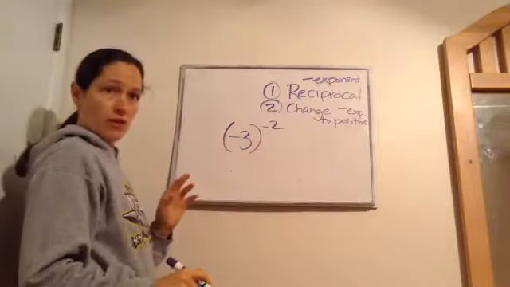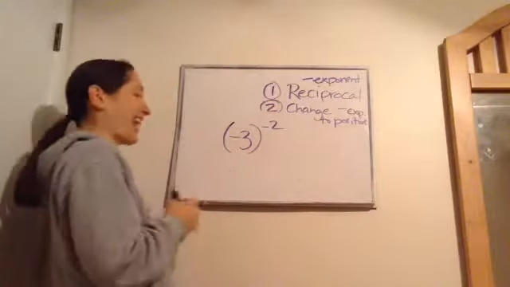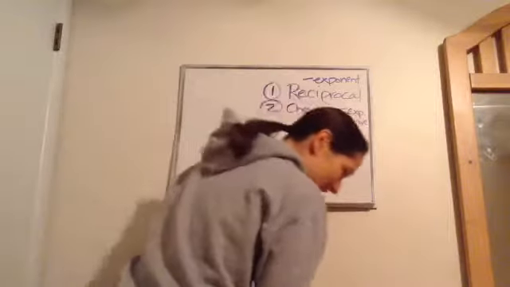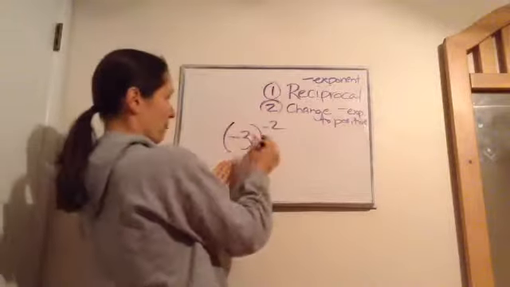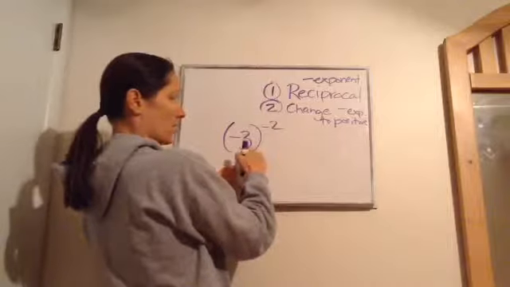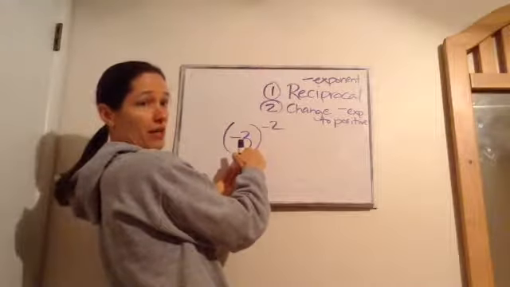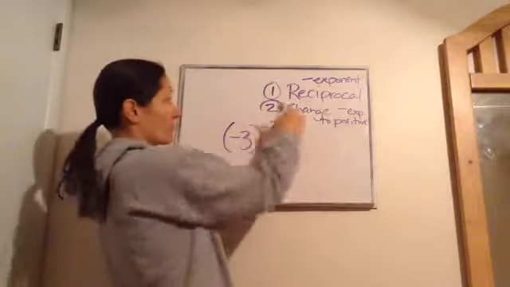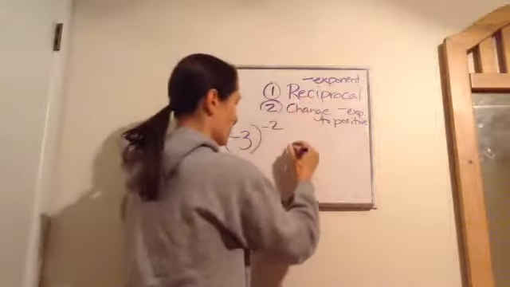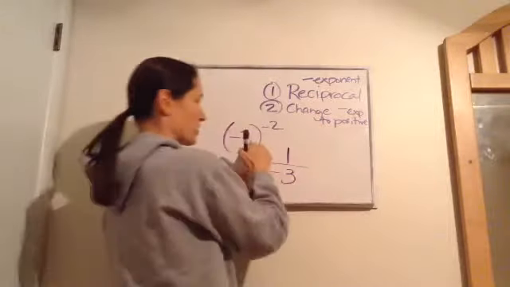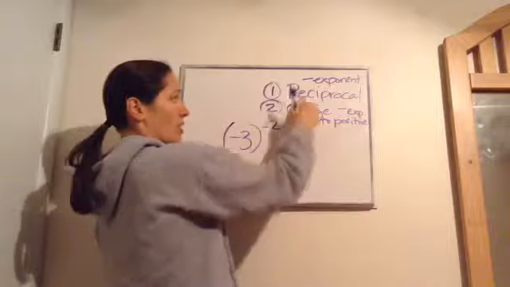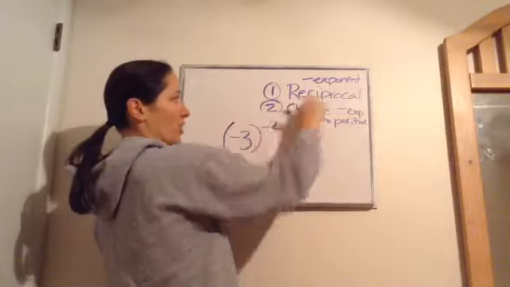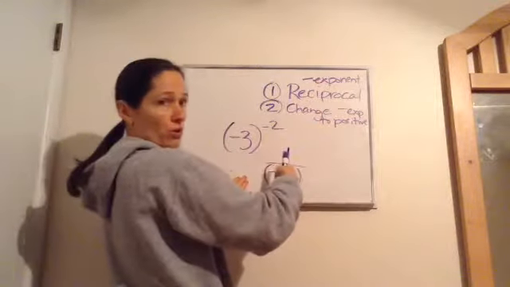Okay, now stay with me. So here's what we're going to do. Negative 1/3. What happens to the negative 3? It becomes negative 1/3, or change it to its reciprocal: 1 over negative 3. You still want to keep that negative 3, because when you've got a negative exponent, all you do is change it to its reciprocal. Okay?